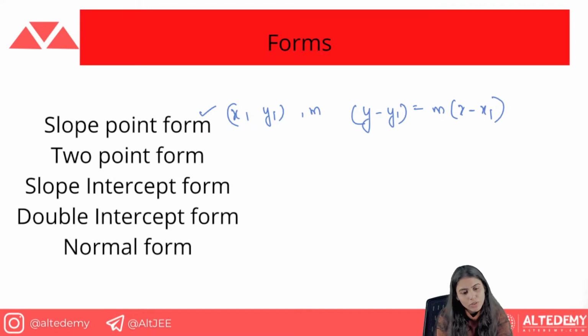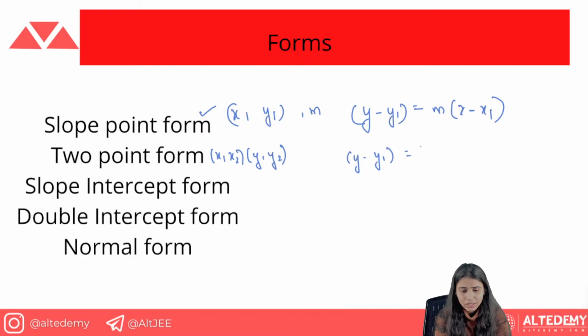Now for the 2 point form, what do we have here is, we have 2 points, that is (x1, y1) and (x2, y2). So we have 2 points here. Now the equation of line can be written as y minus y1 is equal to, same thing, here we have m.